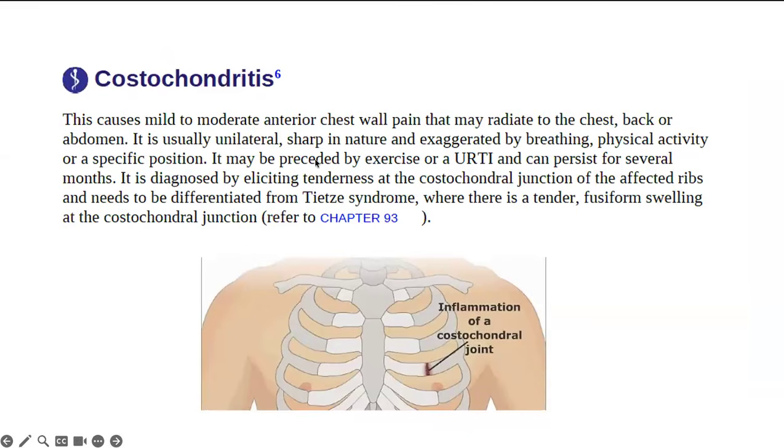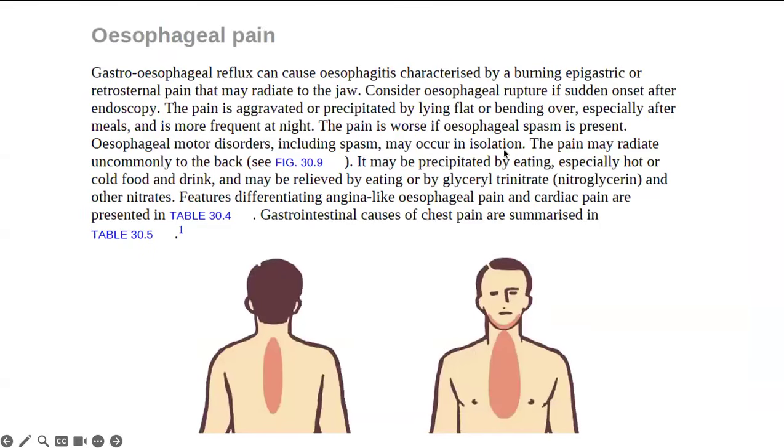Now, costochondritis. So, esophageal pain. One of the other things: if you think that reflux is causing the chest pain, we know how reflux pain is. It's a burning pain, and patients usually have reflux and all of those.